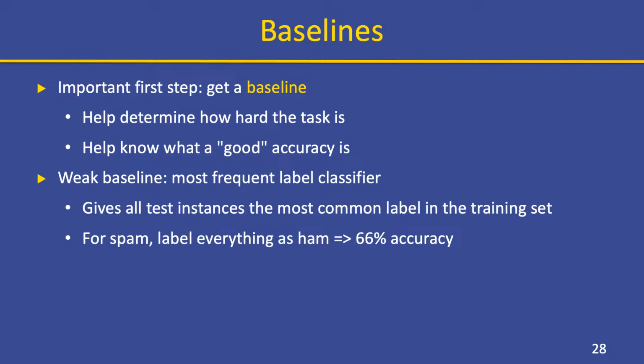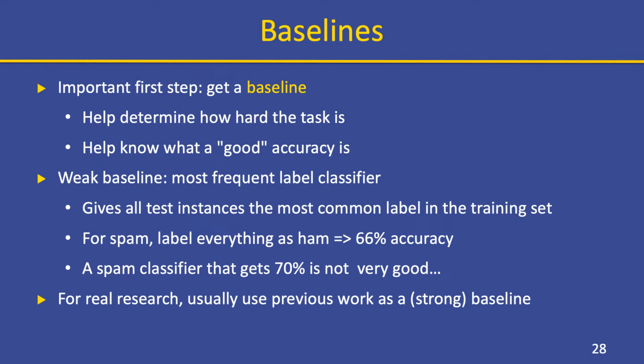So let's say for the spam filter, I label everything as ham. Since 2/3 of the emails are ham, I'm going to get 66% accuracy. And I haven't done any classification. I haven't done any work. Just labeling everything as ham gives me that accuracy because 66% of the messages are ham. So that's not a good accuracy. So a spam classifier that has a 70% accuracy is not very good.